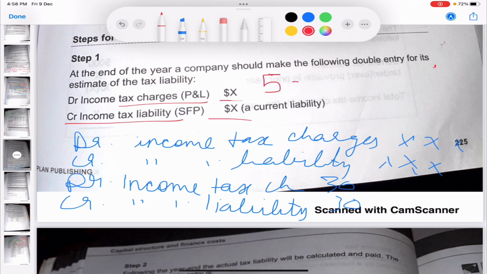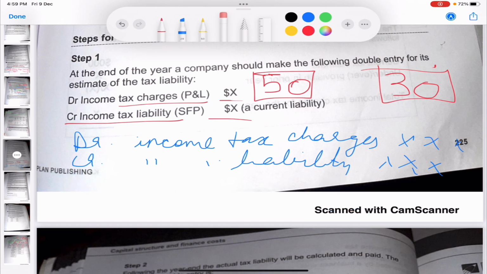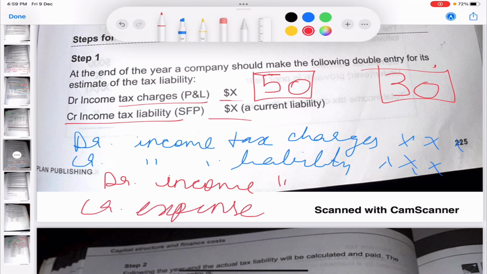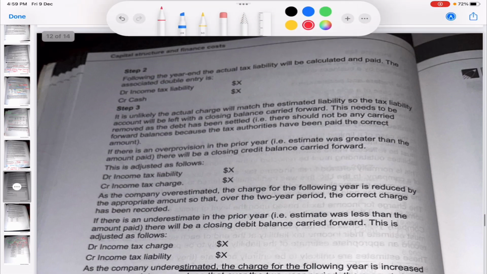I created a provision for 50, but the charges were only 30, which means I have created an excess liability. In such a case, I will reduce my liability. So what will I do in that? I will just reverse the entry, right? I just need to remove it. I'm going to debit my income tax liability and credit my expense, which is income tax expense, by 20, and I will just reduce it. So this is something which we have discussed, so I'm not going into the detail.